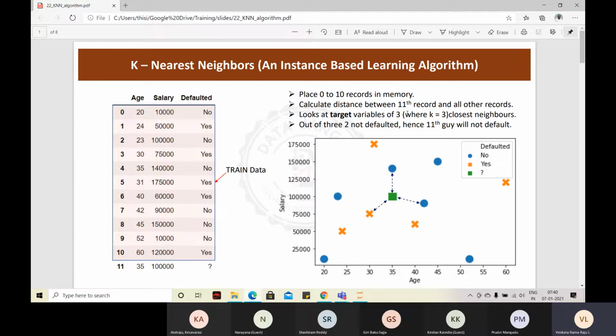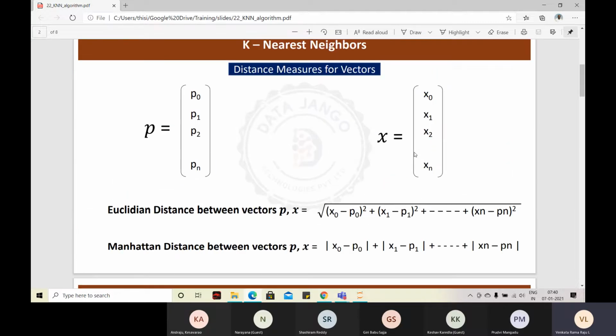But here the k needs to be decided by us. As a data scientist, we need to decide. So how to choose k is a big question. I'll show you with a code example how to choose k. How do you know that I should be looking at 3 neighbors only, or 5 neighbors only, or 4 neighbors only? How will I know? That's a question we'll answer today.